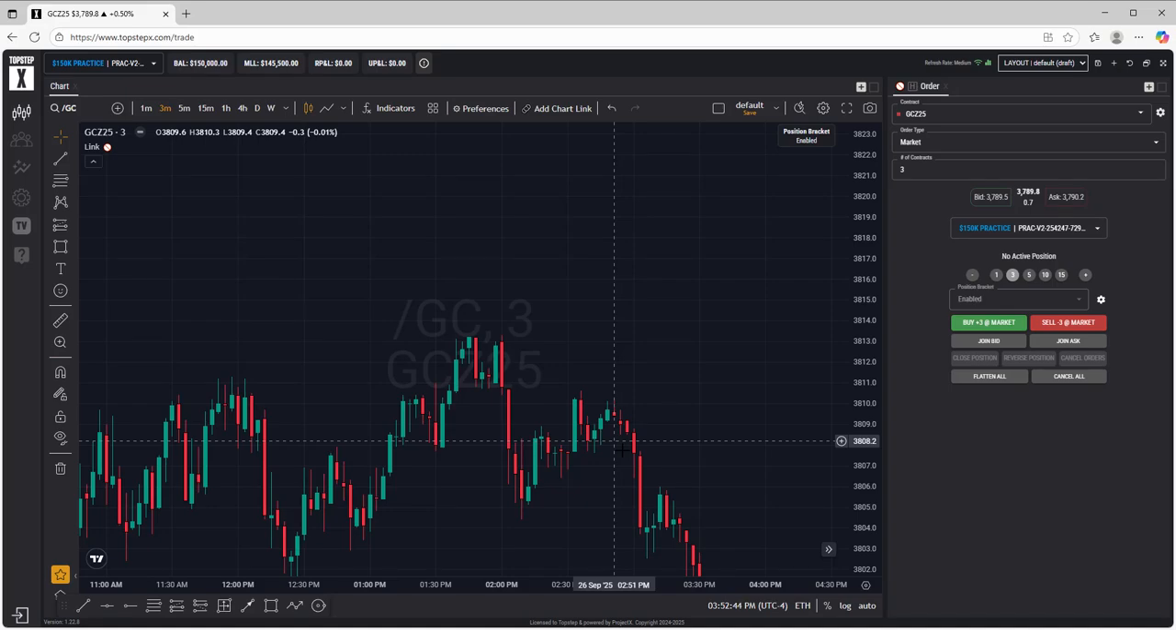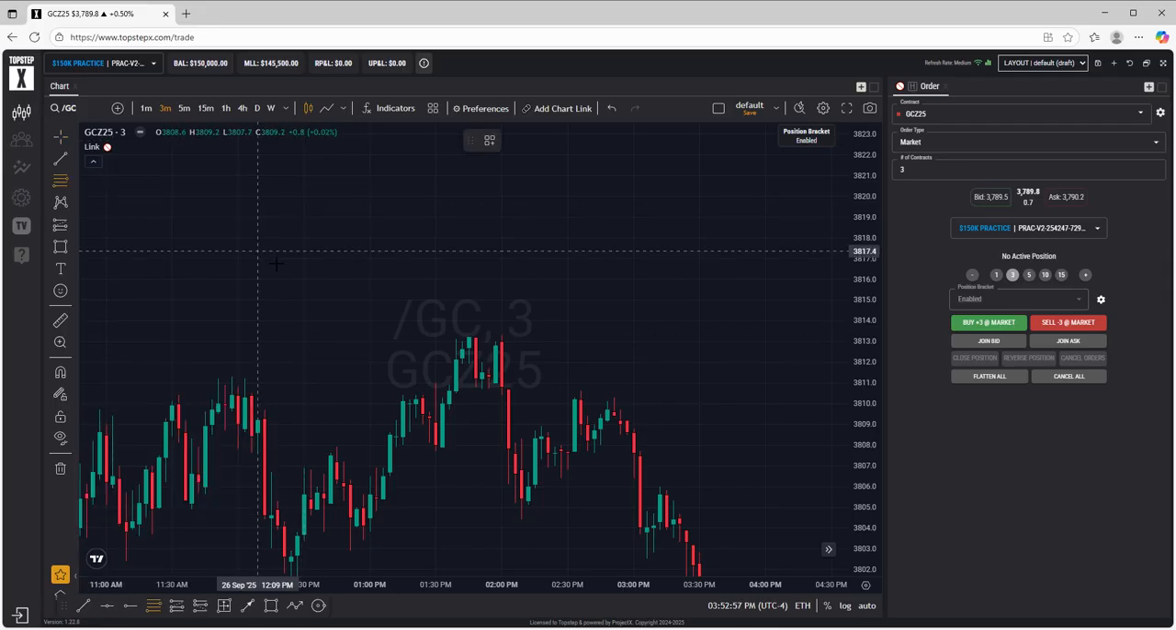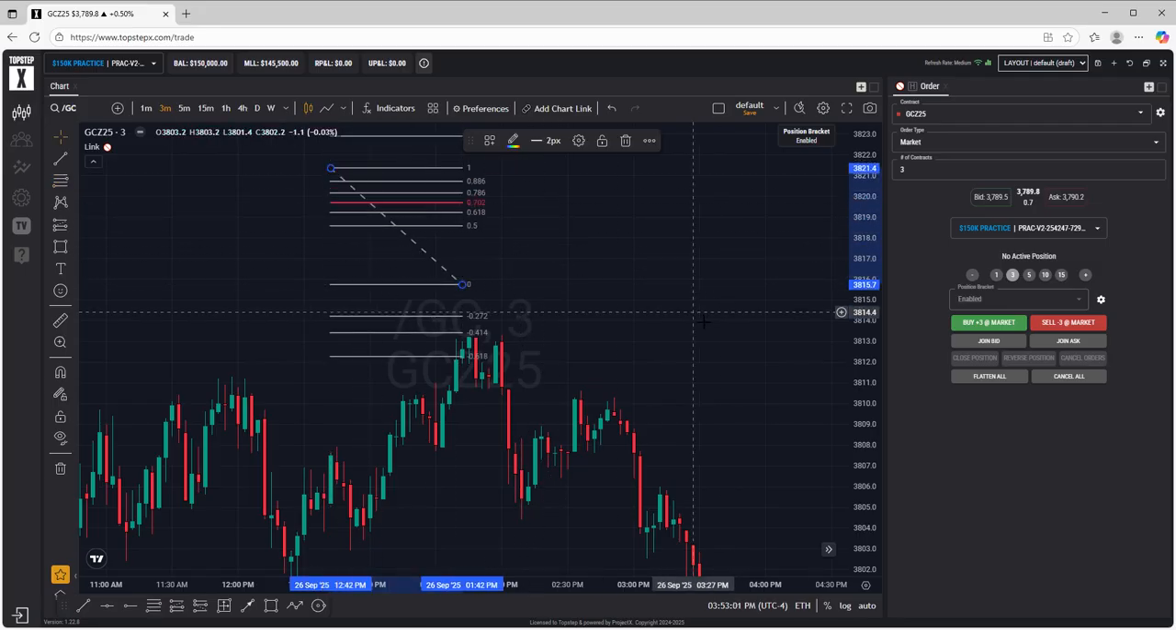Alright guys, we're in day 2 of the boot camp, which is Fib. So your Fibonacci tool, your Fib retracement, this is what your Fib is going to look like. You just click it and drag it out. The Fibonacci tool is used to measure price pulling back to where you want to enter the market.